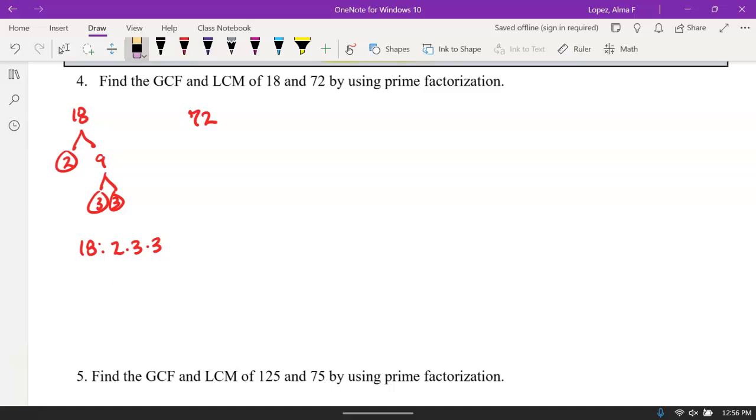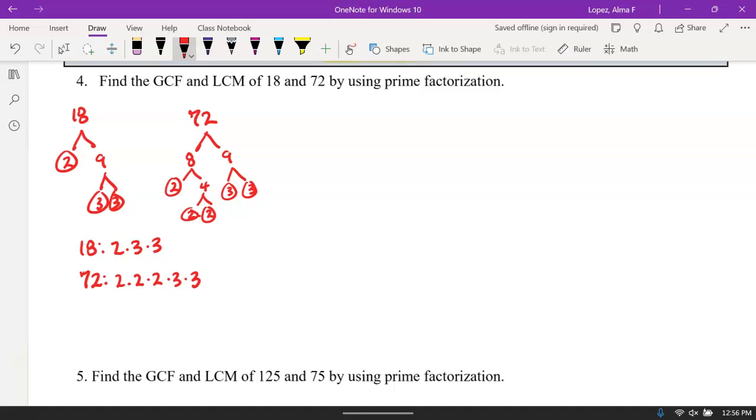Now for 72, 72 is the same thing as 8 times 9. 8 is 2 times 4, and 9 is 3 times 3. I know that these are prime, and 4 can go one more time: 2 times 2. So the prime factorization of 72 is three 2s and two 3s.